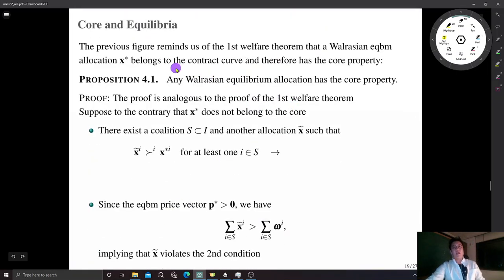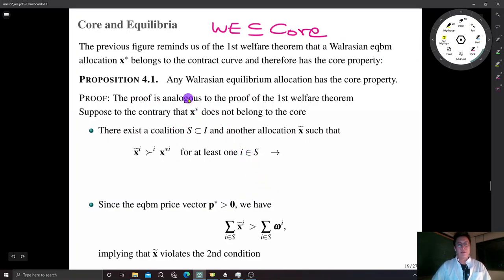But in case of many players, more than two consumers, this insight can be generalized. So now we can prove that any Walrasian equilibrium allocation has the core property. So as a matter of fact, the Walrasian equilibrium allocation is a subset of the core. Okay? Subset of the core.